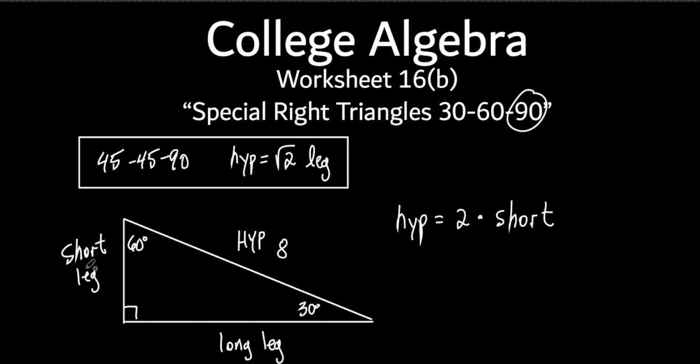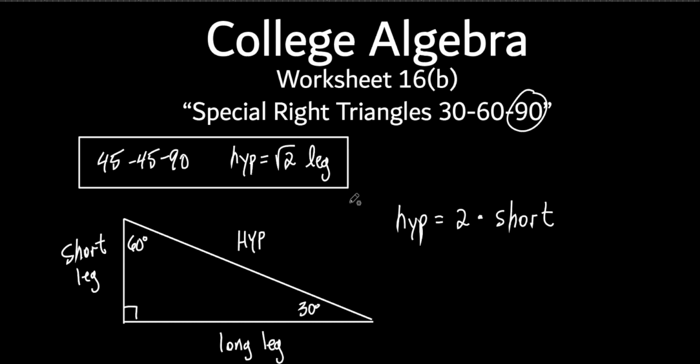It is 4. Why? Because the short leg is half of the hypotenuse. If the hypotenuse is twice the short leg, then the short leg has to be half of the hypotenuse. Agreed? All right. So if this is 8, then this has to be what? 4. Got it? Okay. Yeah, that's not too bad. But now, the long leg.